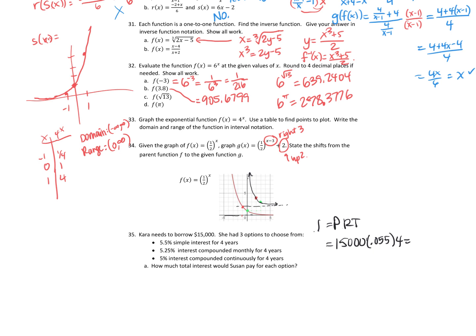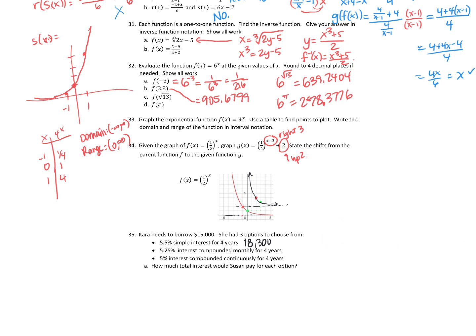The interest will be, so it's going to earn $3,300 in interest. So that means that after 4 years, you'll have $15,000 plus $3,300. So after 4 years, the value will be $18,300. So that will be the value after 4 years. Okay, what if we had 5.25% compounded monthly for 4 years?